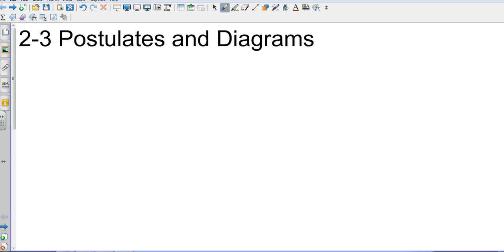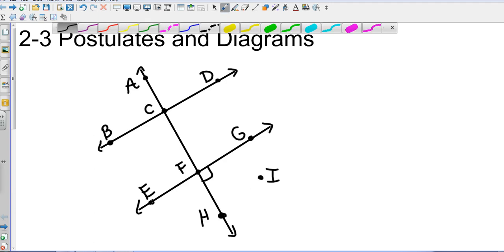Interesting word there, postulates. Kind of intimidating, but a postulate is just a statement of fact. So I'm going to draw a diagram, and I want you to take this diagram and tell me everything that you know from it. So let me sketch it real quick, and I'll be right back. Okay, so now that you can see the diagram, you'll want to go ahead and hit pause and then create it on your own.